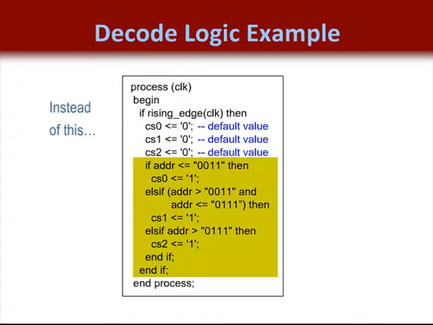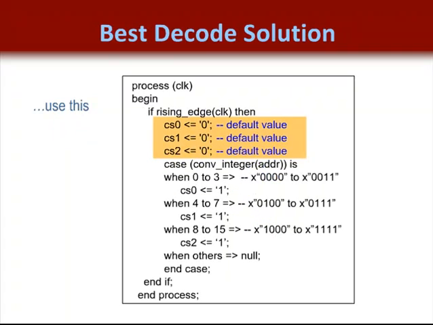In this example, we see a decode function built with nested if-then statements. As we know, this infers priority encoders, which synthesizes to extra logic levels and can kill performance. The best solution is to use a case statement, which synthesizes to parallel logic. When we implement this decode function, now built with a case statement, the result is fewer levels of logic and better speed. Note that we still use a default statement.